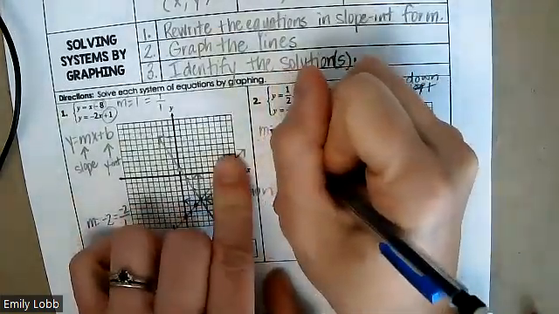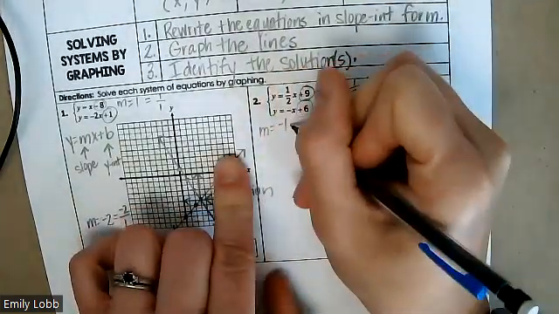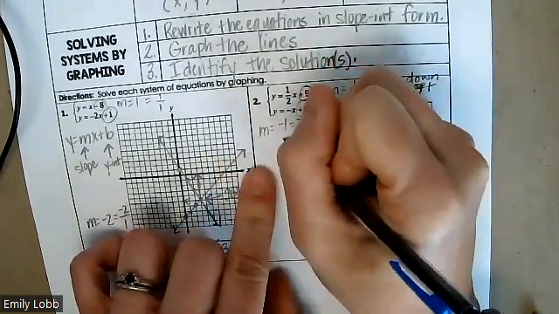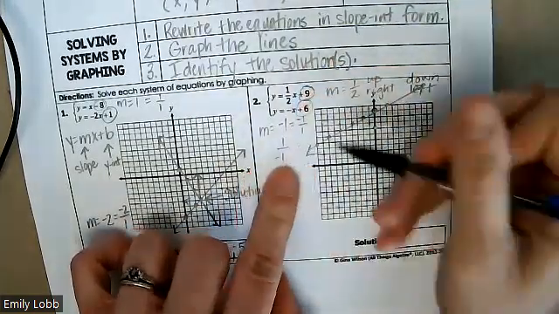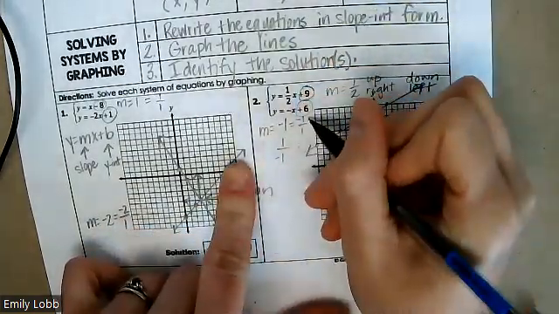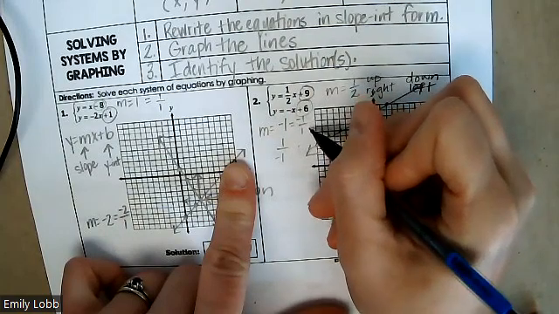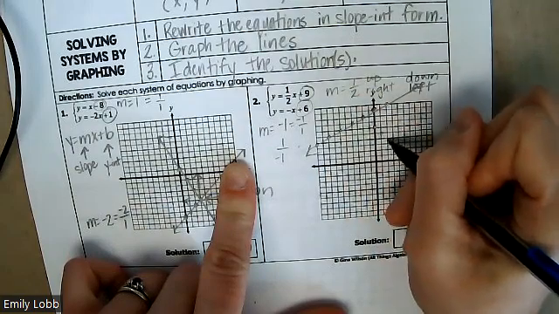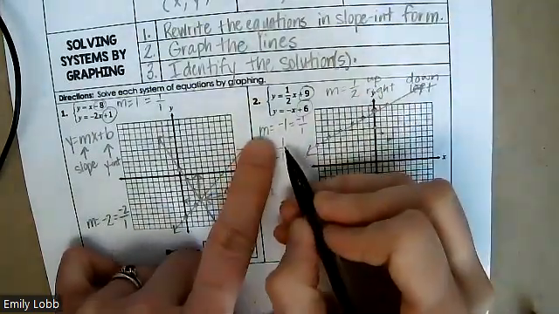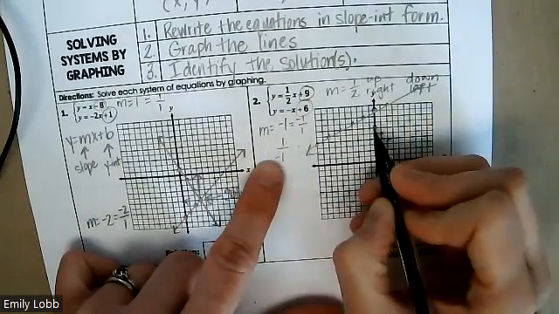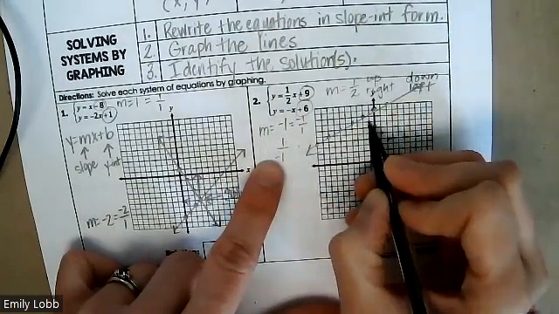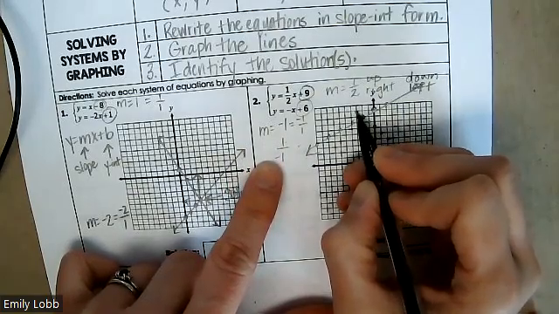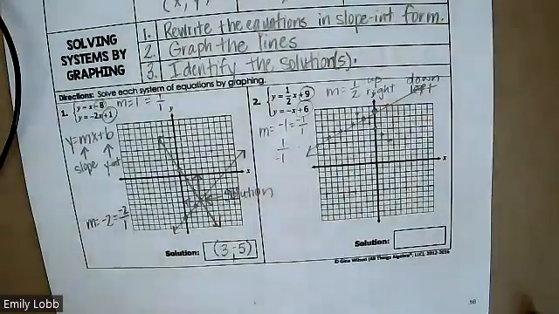And here my slope is -1. Remember, this is equal to -1 over 1 or 1 over -1. So this is 1 down, 1 to the right. So 1 down, 1 to the right, 1 down, 1 to the right, or 1 up, 1 to the left. 1 up, 1 to the left, 1 up, 1 to the left. So you see now where you're going to be going through that second line.